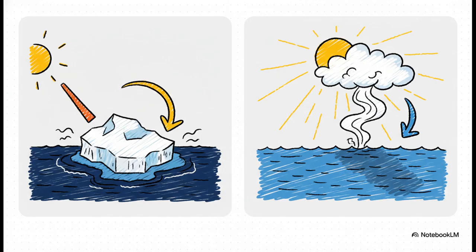Then you have negative feedback, which is more of a balancing act. It's stabilizing things. For instance, warmer water leads to more evaporation, which makes more clouds, and those clouds can block sunlight, helping to cool the water back down, fighting that initial warming.